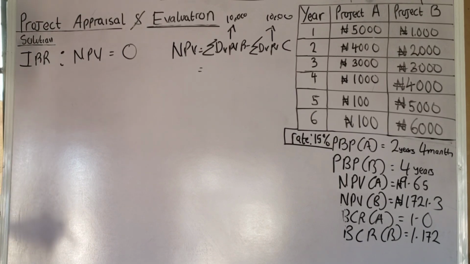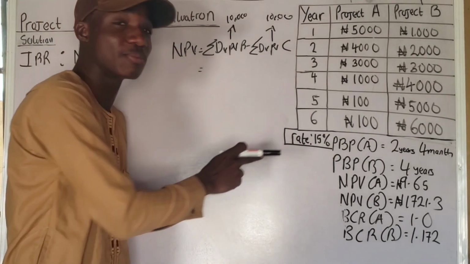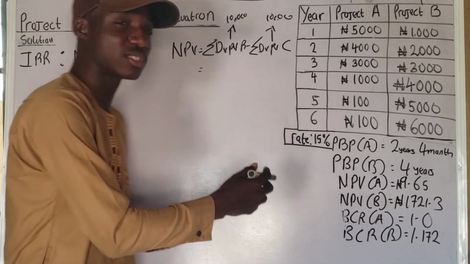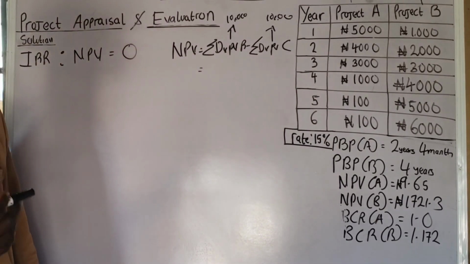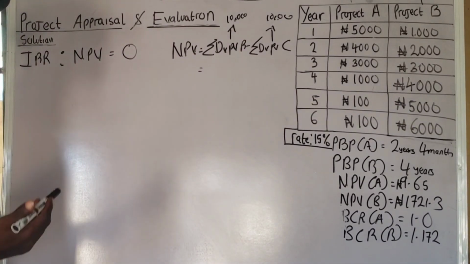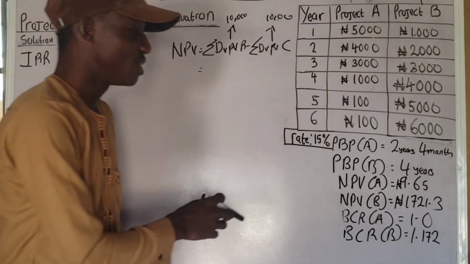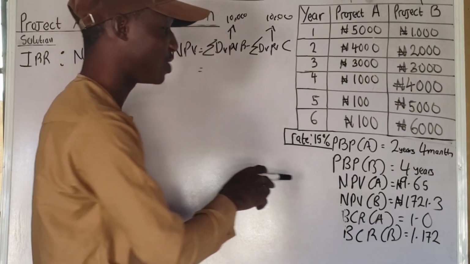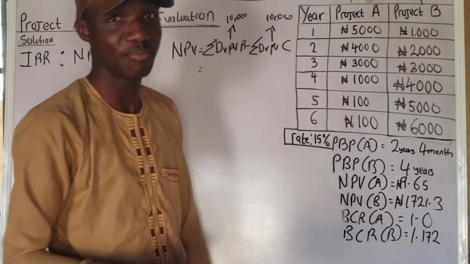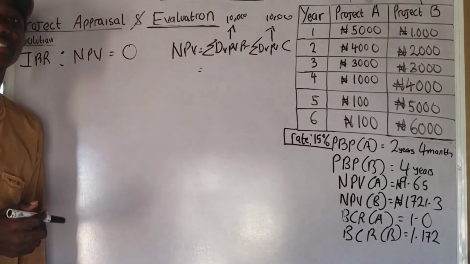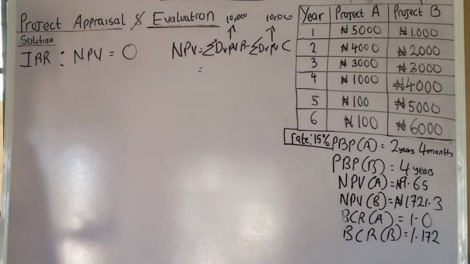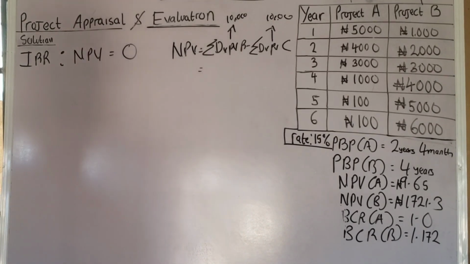Do you understand? So we have gotten the first rate, which is 50%. In our previous calculation, it gave us positive. Now we have to use a discount rate that will give us a negative net present value. When we use 15%, we got positive net present value for project A and B. Now we have to use another rate that will give us negative net present value.